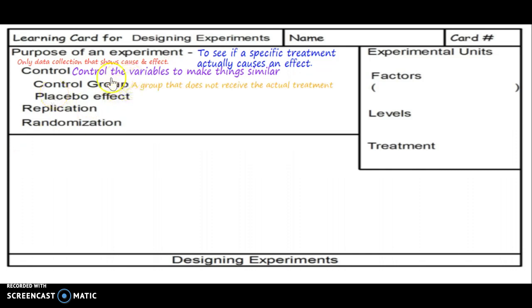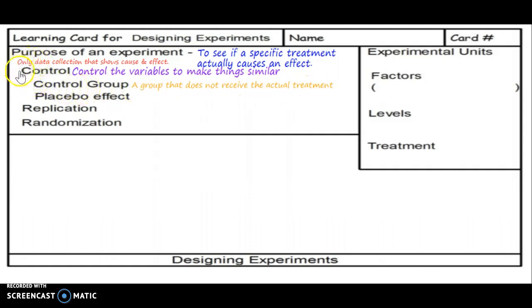Now we go to the control group, and that is a group that does not receive the actual treatment. Now, they might get a placebo or a sugar pill. We'll talk about the placebo effect here in just a second, but a control group is a group within your experiment that does not receive the actual treatment, whether it's a drug or a specific maybe fertilizer if you're working with plants, whatever it may be, the control group does not get the treatment.